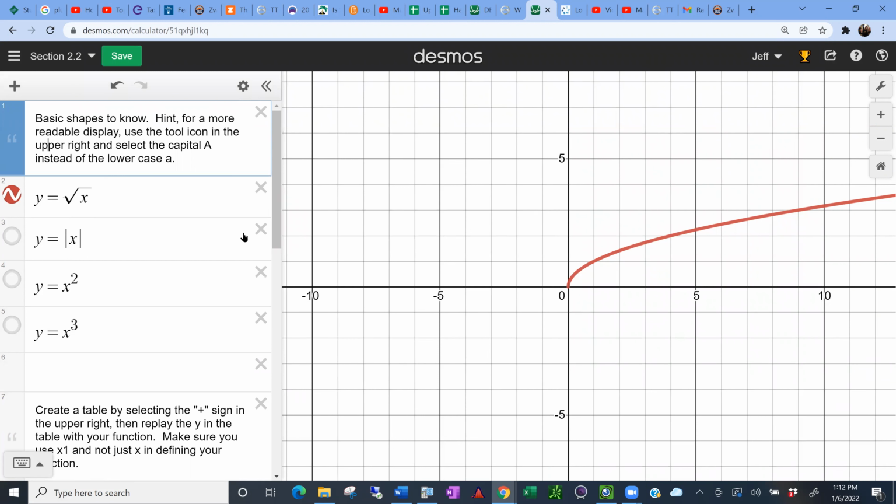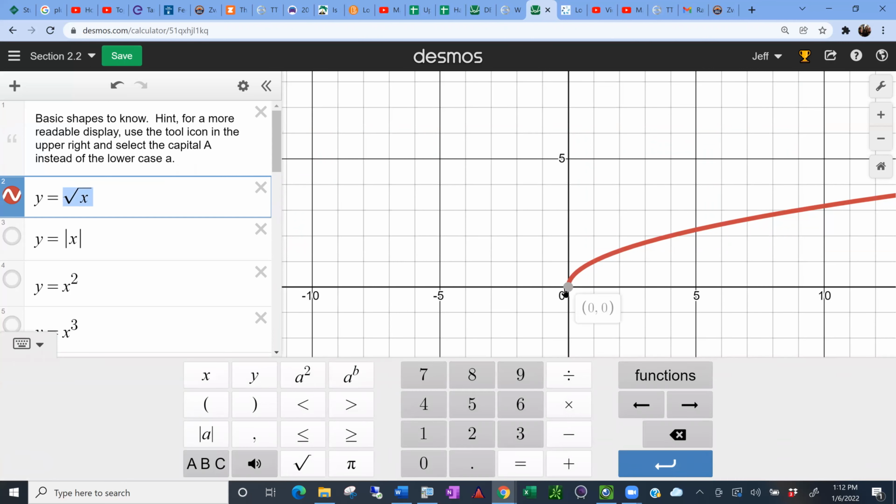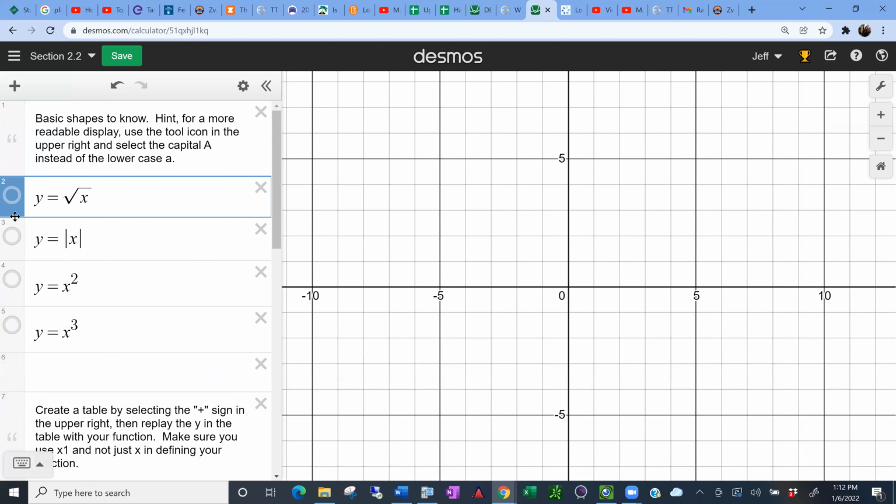The first graph kind of grows slowly. It starts at 0, of course, because we can't take the square root of a negative number. So 0 is as far to the left as this goes. Graph of the absolute value is next. I'll shut off this one, turn on this one. You'll see that it has a nice sharp point at the origin.